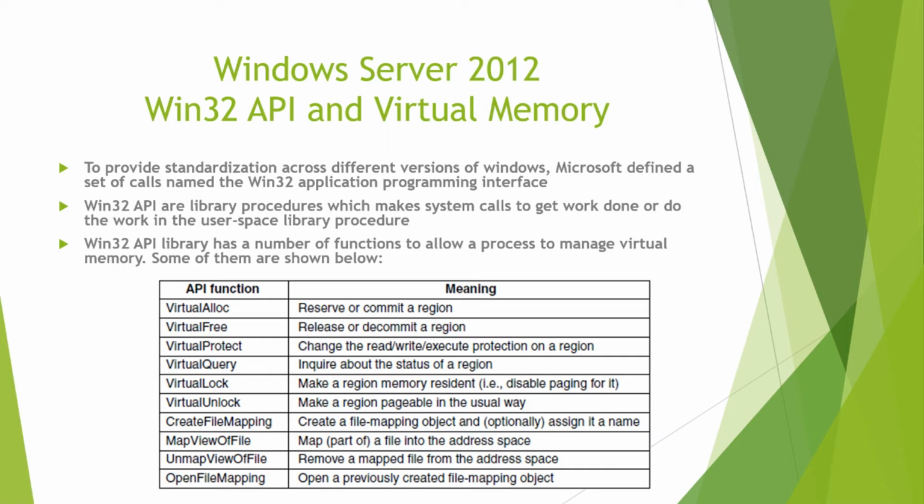To provide standardization across different versions of Windows, Microsoft defined a set of codes named the Win32 Application Programming Interface. This is basically a library of procedures which makes the system calls to get work done, or does the work in the user space library procedure. Some of the functions to manipulate virtual memory within this library are shown on the screen.